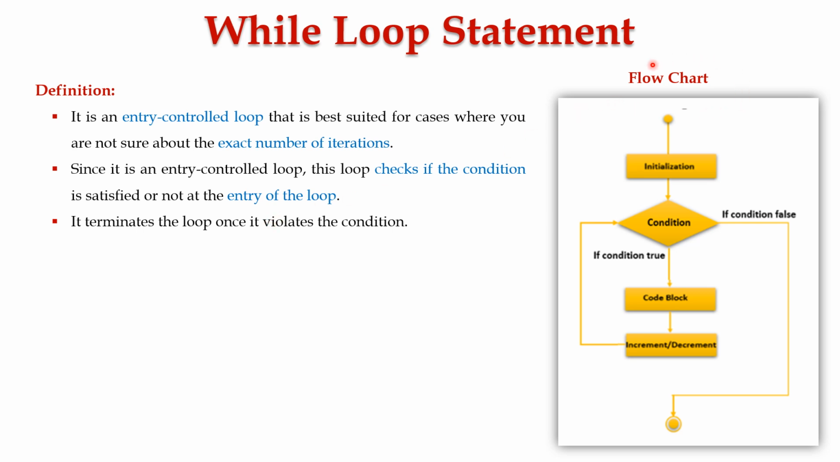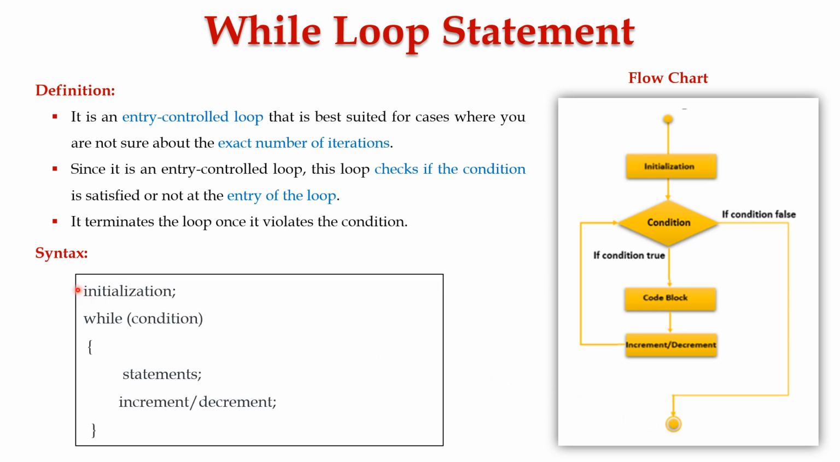Now let's have the flowchart for the while loop statement. Here the code starts and we perform initialization of the loop variable. Then we have the condition for the while loop, which is the entry control loop. If the condition is true, we execute the while code block. Then we have an increment or decrement operation for the loop variable. After that, we again check the condition. If the condition is true, the same is performed. Else, if the condition is false, we terminate the loop and come out of the loop. And the program gets terminated here.